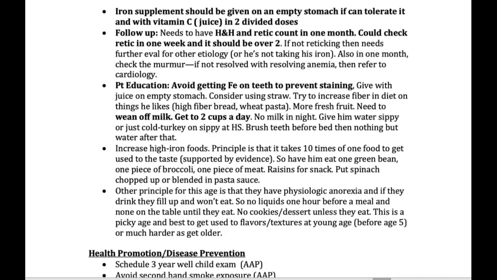Another principle for this age is that they have physiologic anorexia. If they drink, they fill up on that fluid and then they won't eat. So no fluids 1 hour before a meal, and none on the table until they've eaten. No cookies or desserts unless they eat. This is a picky age, and it's best to get them used to flavors and textures at a young age before they turn 5, or it's much harder at that point.